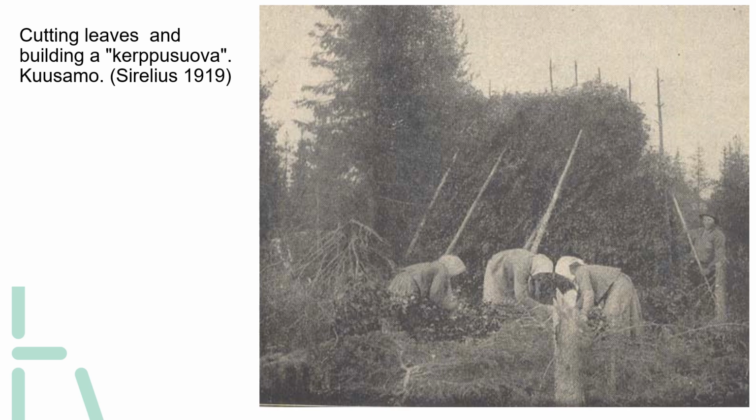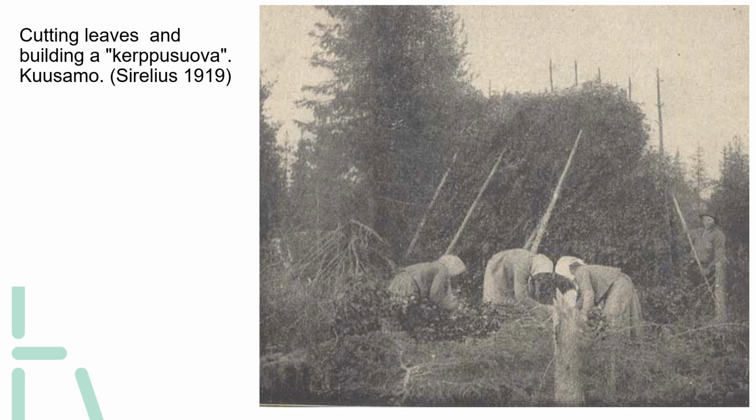Here is an old photo of how they are building this kerppusuola. As I told you, they put up these bundles of leaves that they have to dry in these very big constructions. This picture is from before the 1990s. You can see here that it is tree trunks, where the branches have been cut off. This is a spruce, most likely.